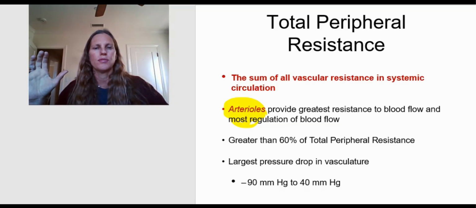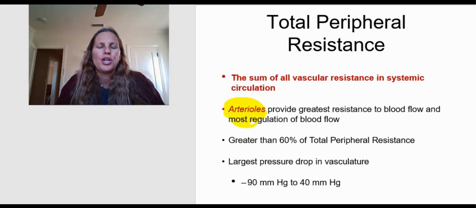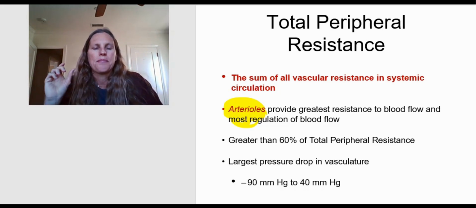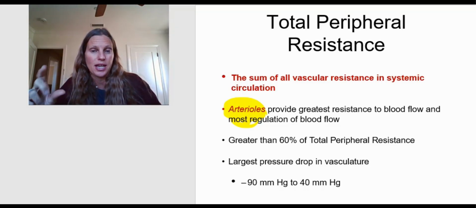What else do I want to tell you? I don't know what that bullet meant. I put it in that bullet, greater than 60% of total. Oh, I think that means that your arterial diameter is basically going to encompass about 60% of the total peripheral resistance in the system. That's just the diameter of your arterioles. The other thing we know is that we see the largest drop in pressure at the arterioles.